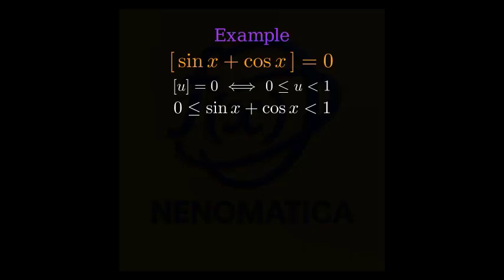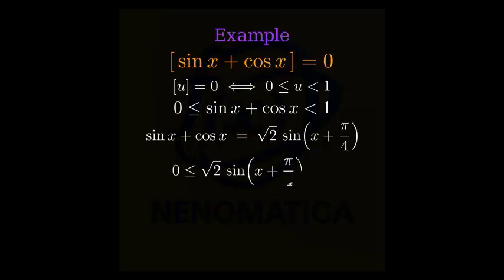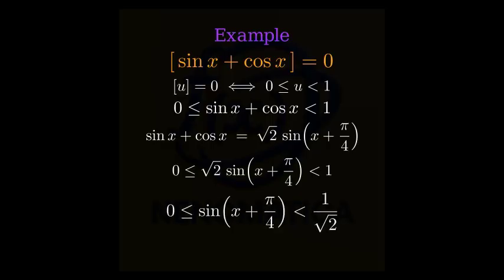Step 2. Rewrite the sum using a standard identity. Sine x plus cosine x equals square root of 2 times sine of x plus pi over 4. Substituting this into our inequality gives 0 is less than or equal to square root of 2 times sine of x plus pi over 4, which is strictly less than 1. Divide everything by square root of 2, and we get 0 is less than or equal to sine of x plus pi over 4, which is strictly less than 1 over root 2.